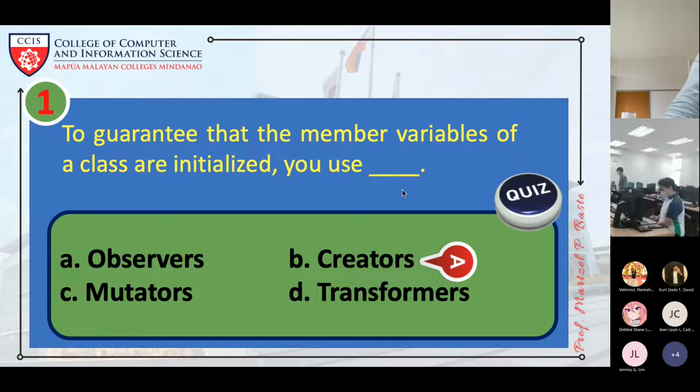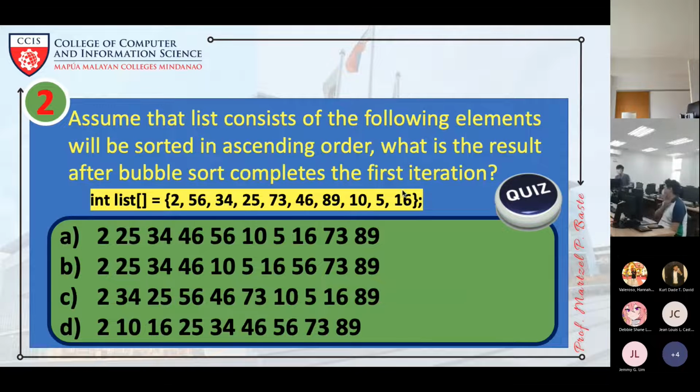Okay, next question. Assume that the list consists of the following elements and will be sorted in ascending order. What is the result after bubble sort completes the first iteration? Answer starts now.